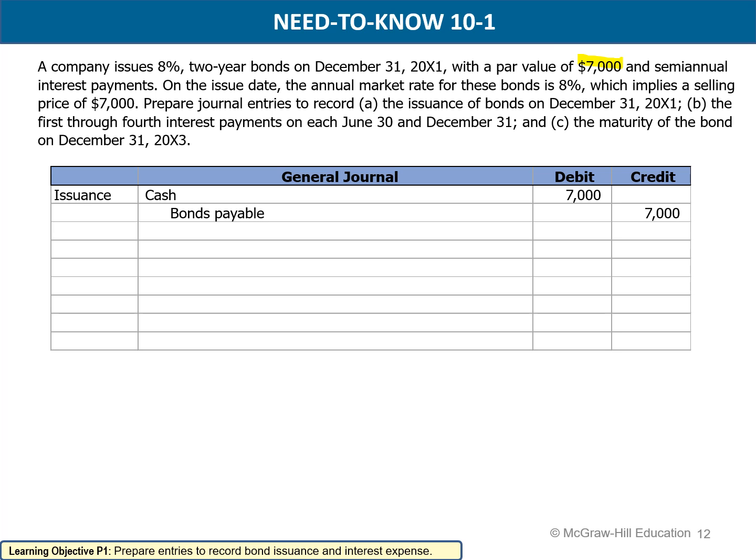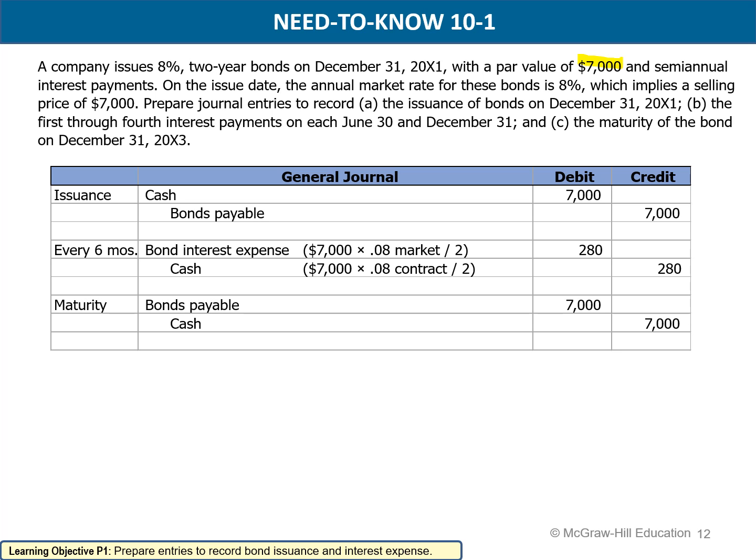Then in letter B, the first through the fourth interest payments on June 30 and December 31st, every 6 months, we're going to record bond interest expense, 7,000 times 0.08, which is the interest rate, divided by 2, because that's annual, right? So every 6 months, you're paying half of that. And then you're going to decrease your cash every 6 months for whatever the interest expense is. It's money actually going out the door, being paid to your bondholders. So every 6 months, we're going to record a debit to bond interest expense and a credit to cash.